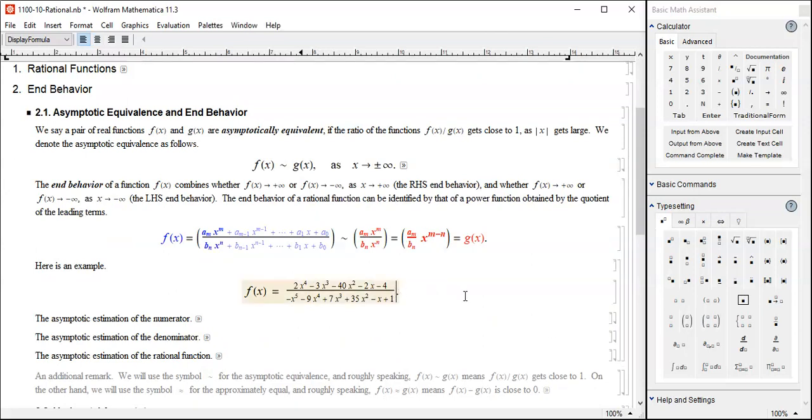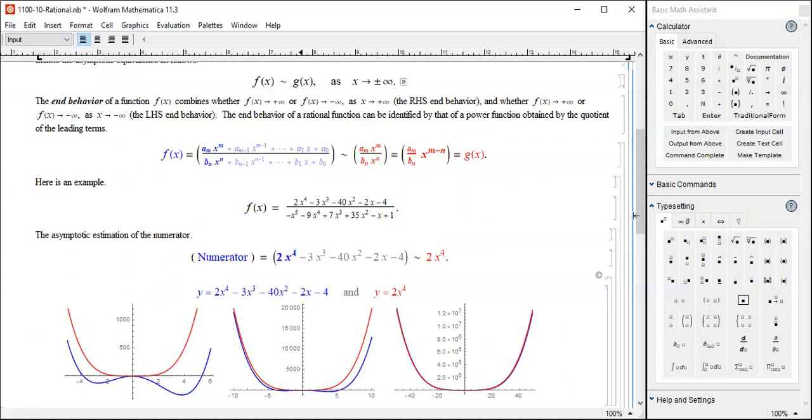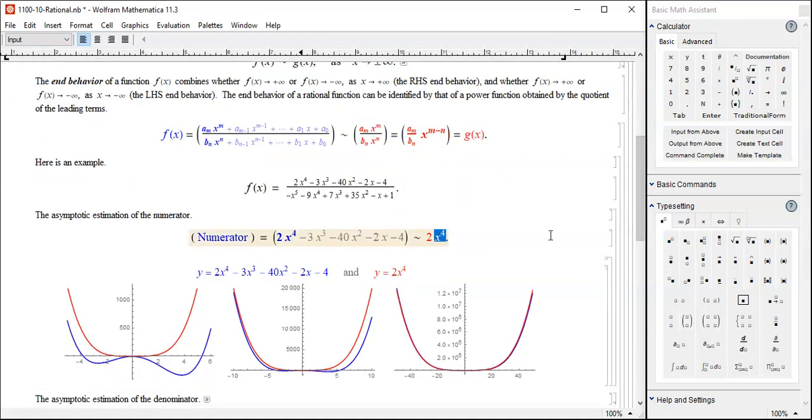Here's an example. We have something really complicated like this. And then let's look at the numerator first. This is something we had been doing in polynomials. Take the highest degree term only and then compare. In small scale, they're not the same. In medium scale, already we can see some appropriate behavior. In large scale, they become kind of indistinguishable. That's a visualization of asymptotic equivalence between one and the other. They share the same end behavior.